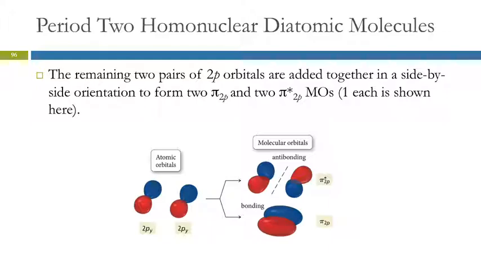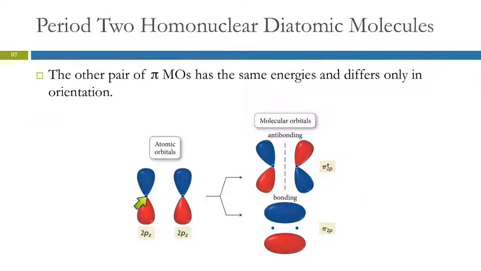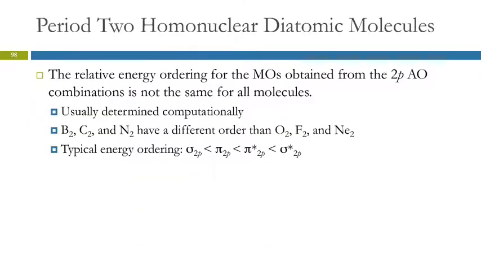So that's the second one, and then the third one, the overlap, the combination is the same. The orientation in space is just rotated 90 degrees. But these are both pi as well. So pi star 2p and pi 2p. Any questions? So how are these ordered in terms of energy? So we've got these 2p orbitals, and we end up with sigma, sigma star, pi, and pi star, and what's the ordering of the energy?